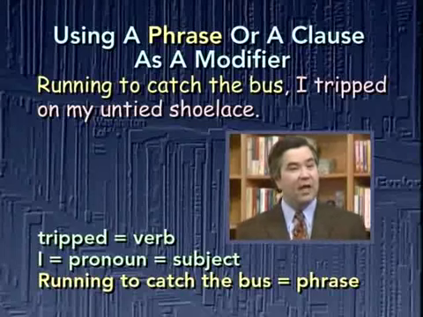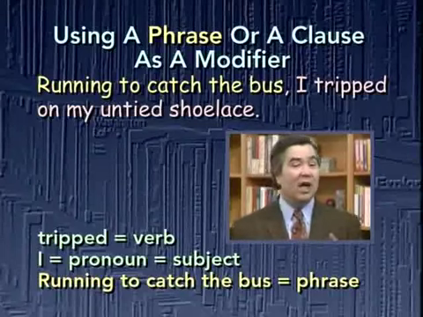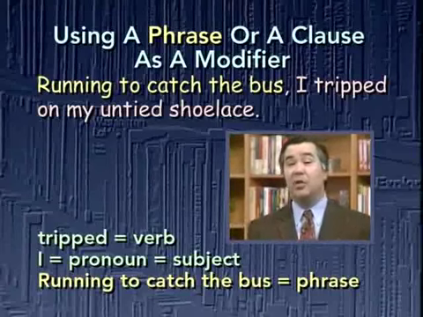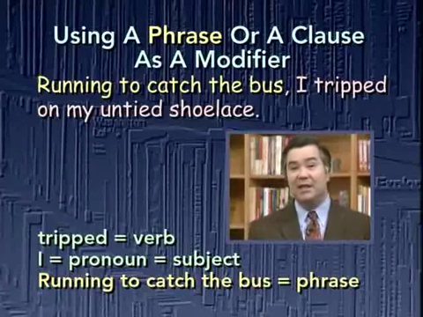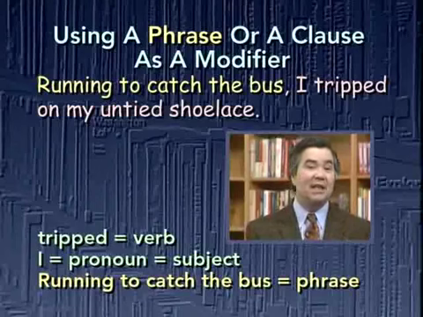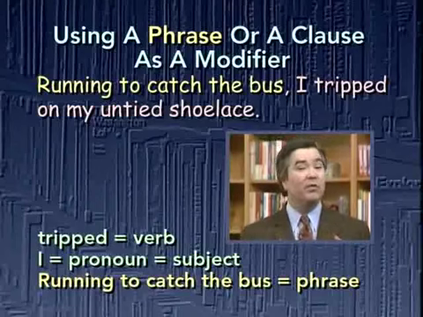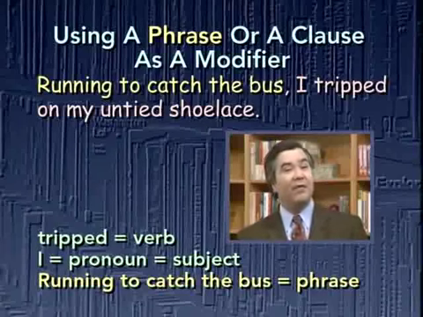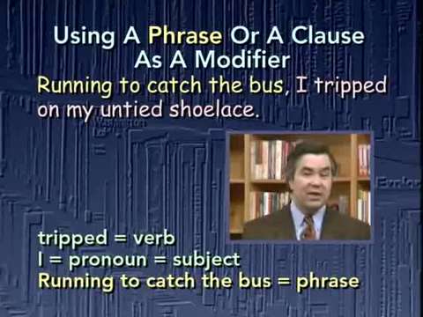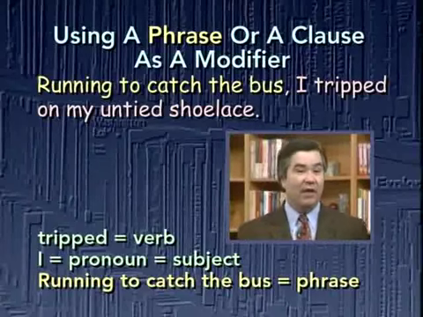That entire phrase there tells something more about the pronoun I. It describes what I was doing at the time of the accident, of the tripping. So running to catch the bus, the entire group of words, is acting in a sense as an adjective. It's a modifying phrase, and the whole group of words refers to, modifies, or gives more information about I in the sentence. So this is an example of how a phrase in a sentence can act as a modifier.